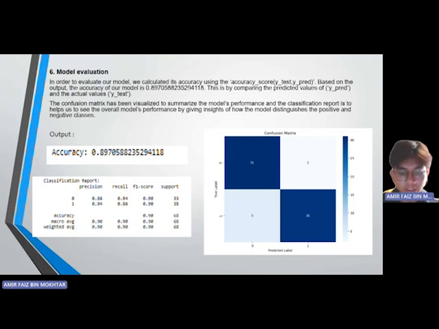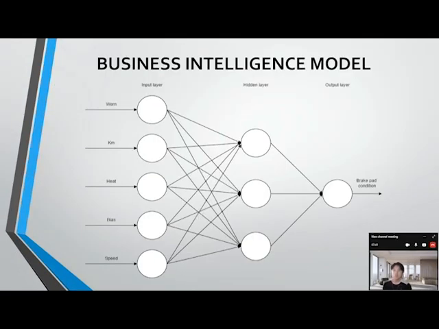And the last one is true negative. 30 instances were correctly predicted as class 1. For our confusion matrix, it is worth noting that our positive class is 0 while the negative class is 1. Next, we will present the business intelligence model.